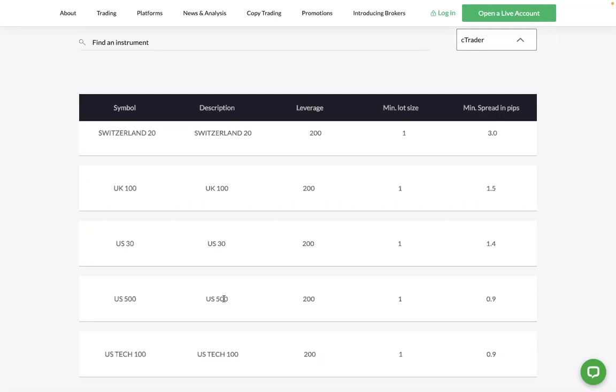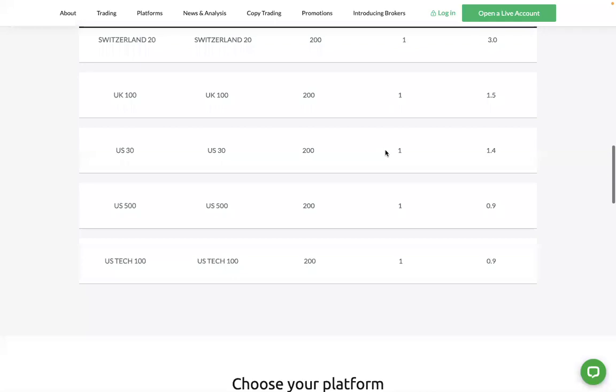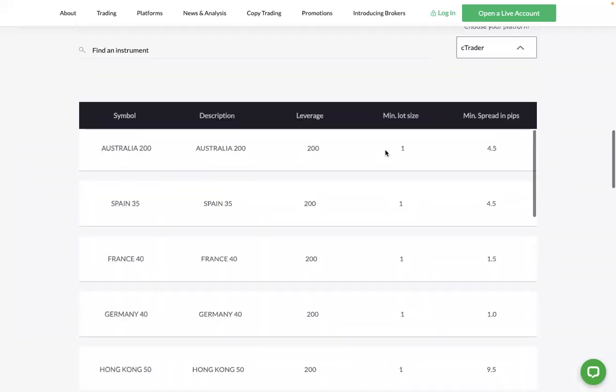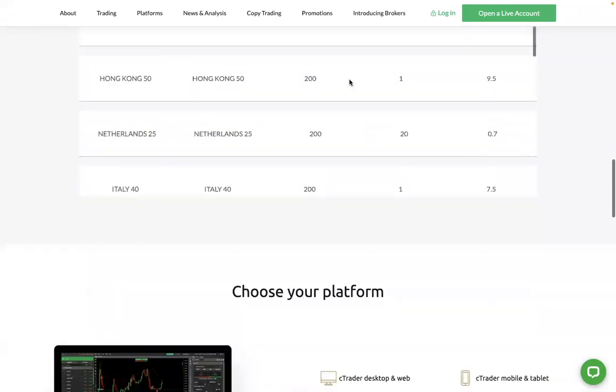S&P 500, the spread is 0.9 pips, and the US Tech 100, which is Nasdaq, American Nasdaq, the spread here is very, very tight, 0.9 pips. So those are the trading conditions and the brief specification of the indices that you can trade in TopFX.